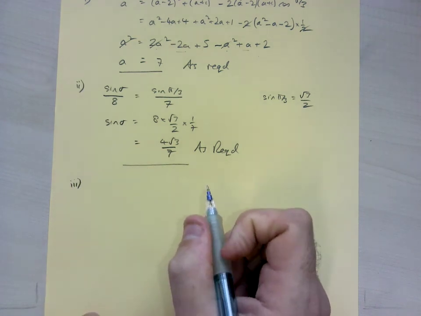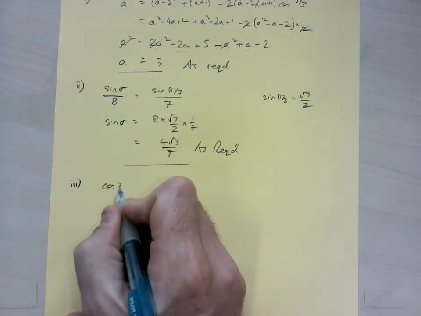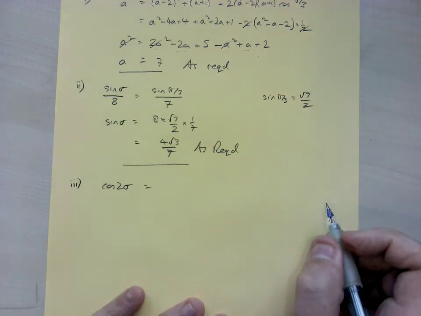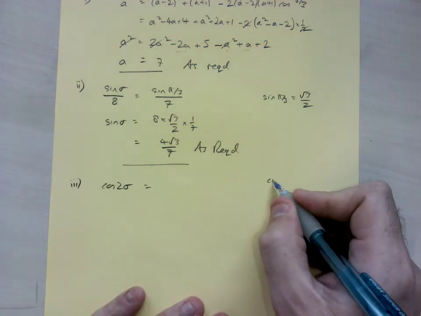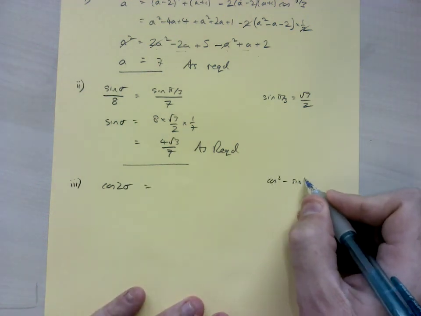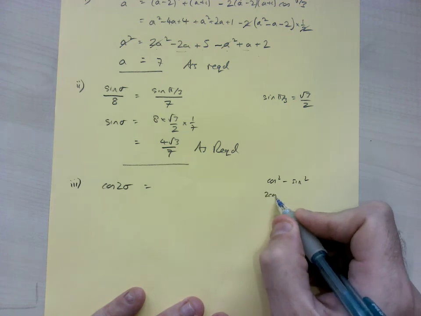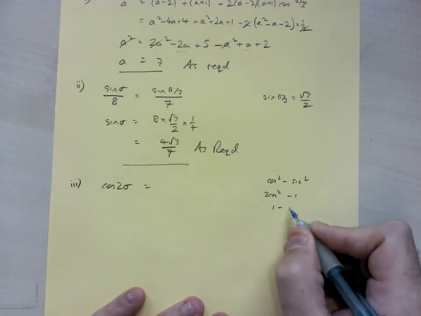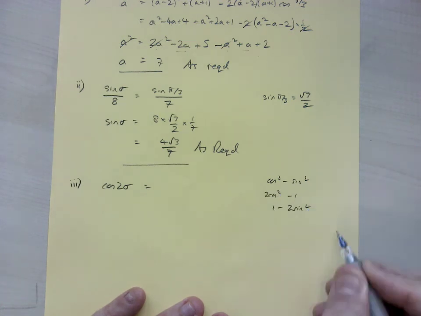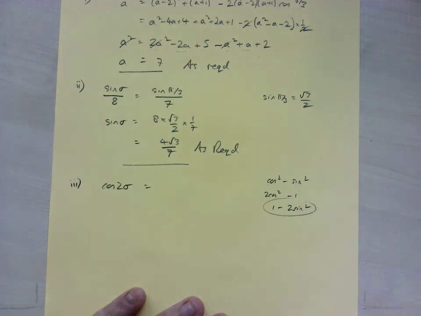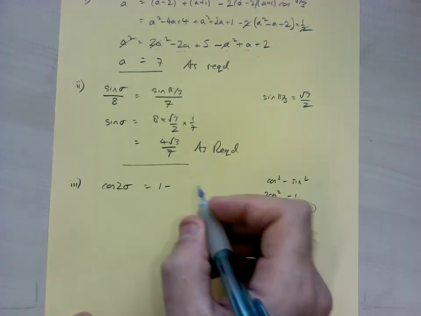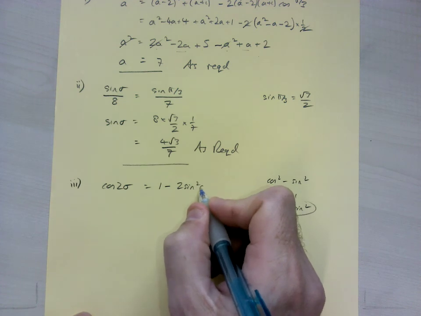Asks me now to find cos 2 sigma. Cos 2 sigma. I've got choices here. I know that that could be cos squared minus sine squared. I know it could be 2 cos squared minus 1 or 1 minus 2 sine squared. I might as well use this one because I've got sine sitting here ready to use. So I'm going to use 1 minus 2 sine squared sigma.